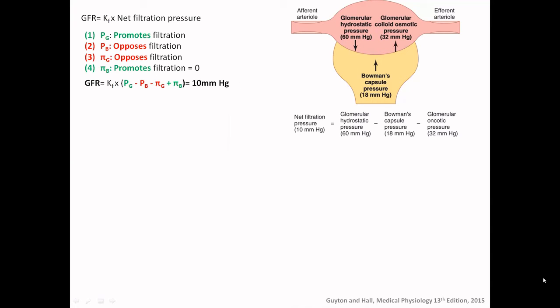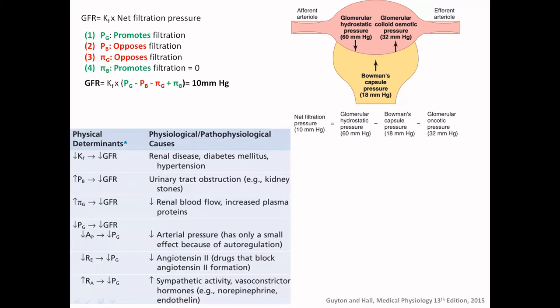So this is 10 millimeter mercury that we have already discussed. Then how the physical determinant determines the Kf, the constant: if it is less, GFR is less, as in renal disease and diabetes mellitus. If the PB is high, the GFR is also less, because this is negative, meaning it is opposing the filtration. So there is a urinary tract obstruction, that's why the hydrostatic pressure of the Bowman capsule is high.